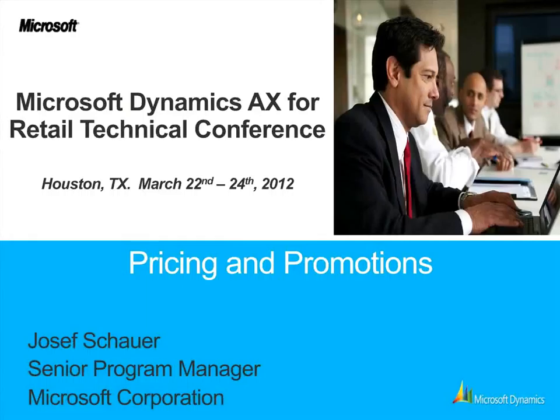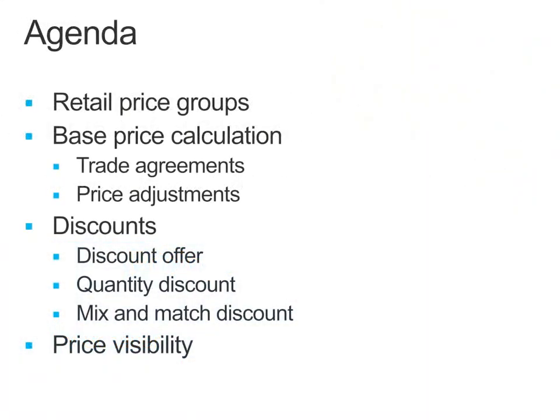Okay, the first topic we're going to cover today is about pricing and promotions and discount functionality that we have in AX2012 feature pack. The key things are the use of price groups and how they are used to assign pricing and discounts to retail stores. Then an overview of how the base price calculation works, in terms of the use of trade agreements and the price adjustments. And then the retail-specific discount offers that are available.